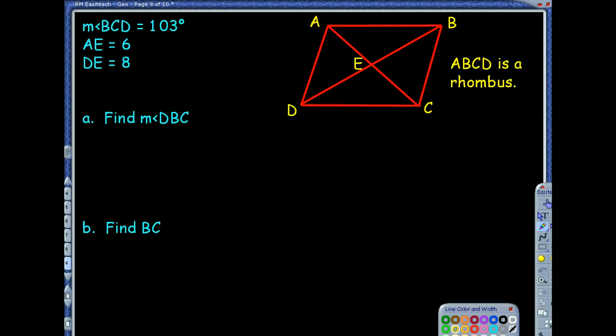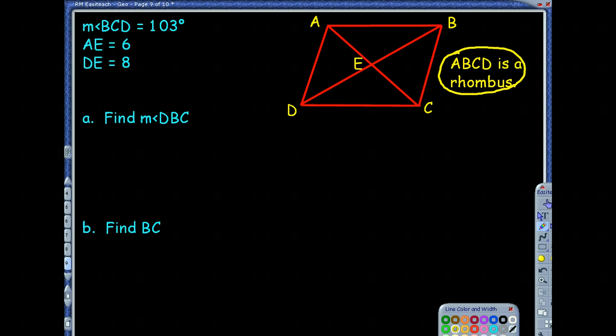All right, so let's apply this. We've got a picture, and they tell me that this is a rhombus. That's nice that we know what it is, because then we know a ton of things about this figure.